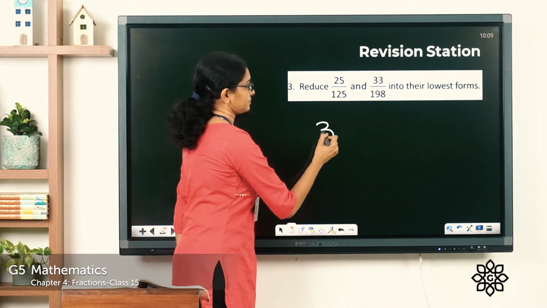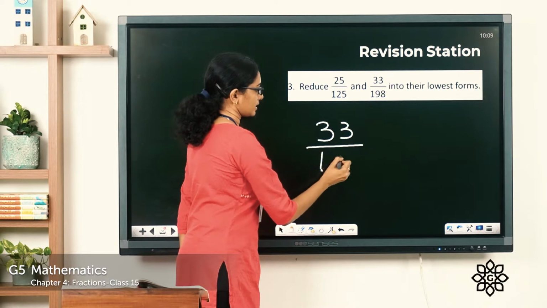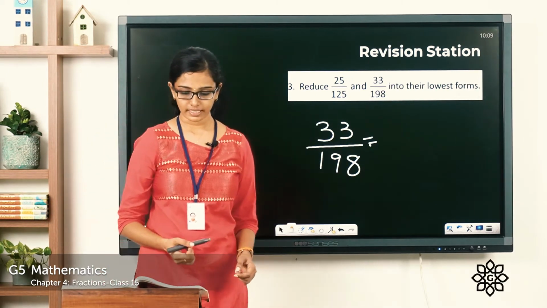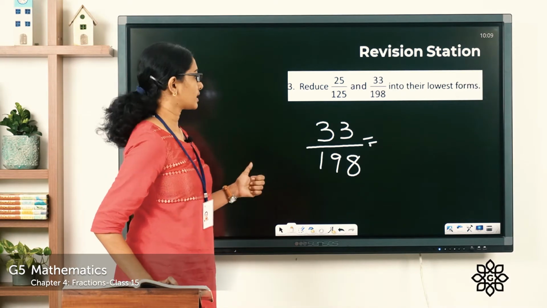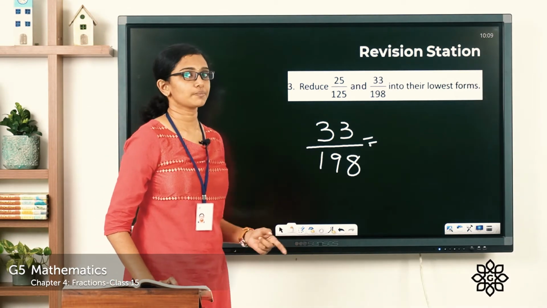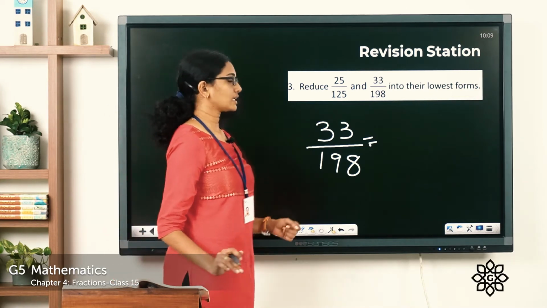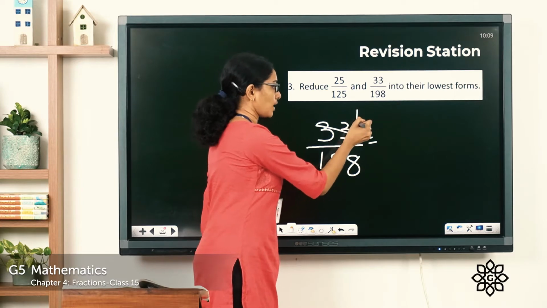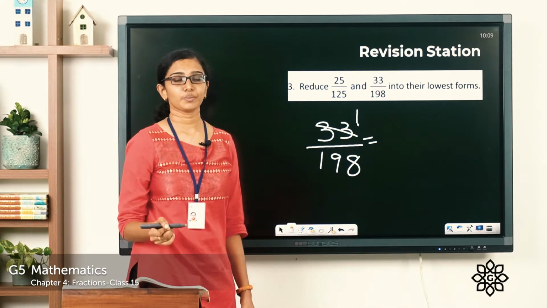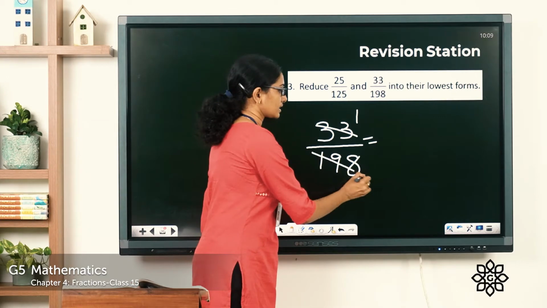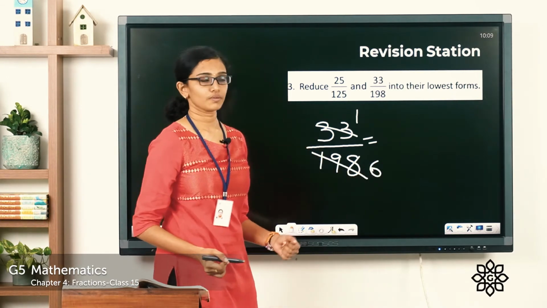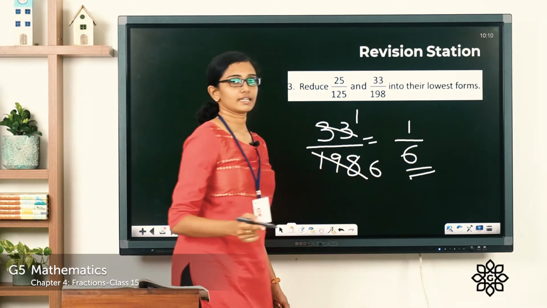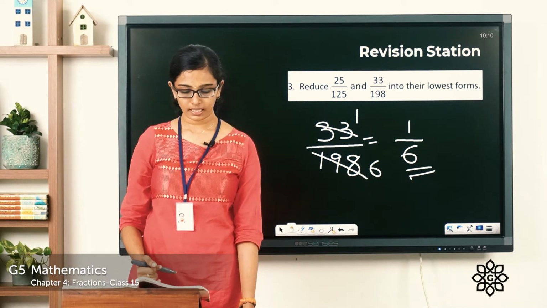198. Look at the numbers, the numerator 33 and the denominator 198. Both these are multiples of 33, right? So how many 33s are there in 33? 33 divided by 33 is equal to 1 and 198 divided by 33. How much is it? It is 6. So the lowest form of this fraction will be 1 by 6. Clear? Now let's see the next question.